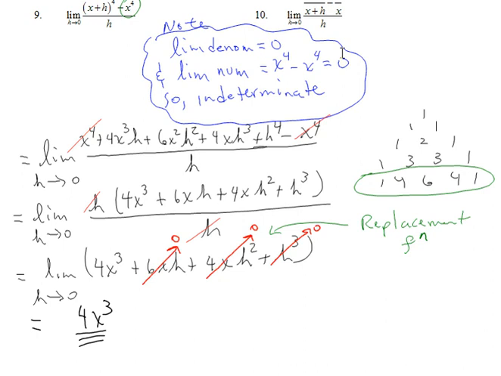Now, this example, like I said, is different from the others in the following sense. Look at the final answer. The final answer is not a number, but it's an expression in x. If we assume that x is a real number, then this will be a real number expression.